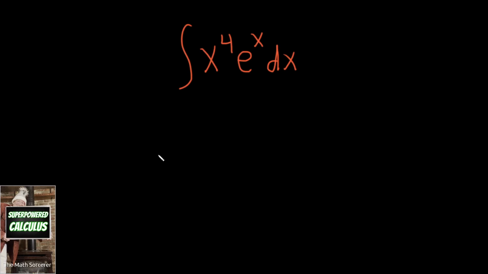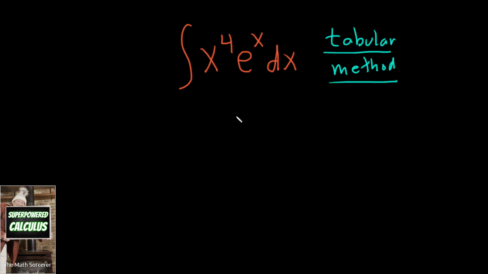Hi everyone, in this video we are going to evaluate the indefinite integral of x to the fourth times e to the x. There's a couple ways to do this. One would be to use integration by parts 4 times, which we are not going to do. The other way would be to use something known as tabular integration or the tabular method, or some people call it the DI method, but I prefer tabular.